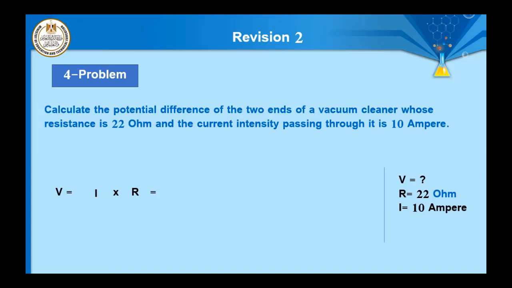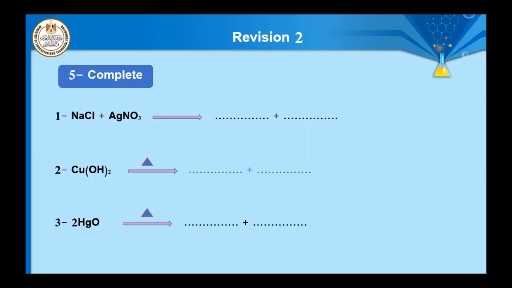I represents electric current intensity, R electric resistance. So V equals, instead of I, 10 multiplied by 22 equals 220 volt. It is a very easy problem. Question number 5 is another type of question, which is to complete the equations in front of you.